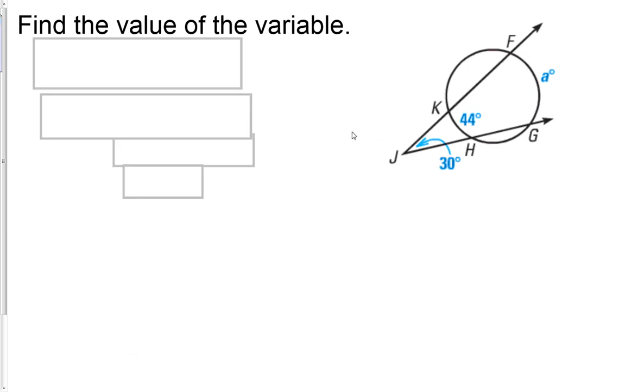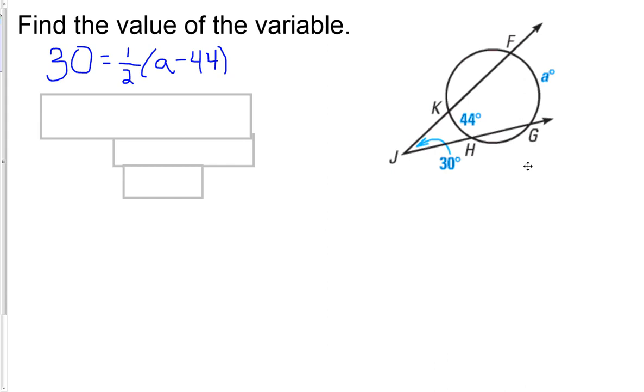Next, we've got one more. This one's on the outside. We didn't have too many examples of these, but we've got angle J is 30 degrees. This large arc is A degrees, which we don't know, and the smaller one is 44 degrees. So on the outside, angle equals half the difference. So angle 30 degrees equals half. A is always the larger one, the further one.